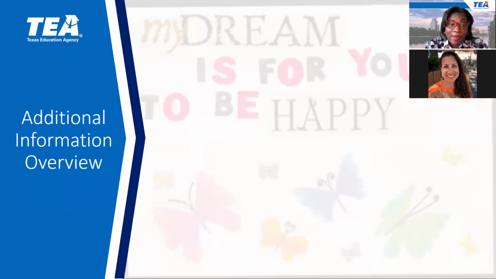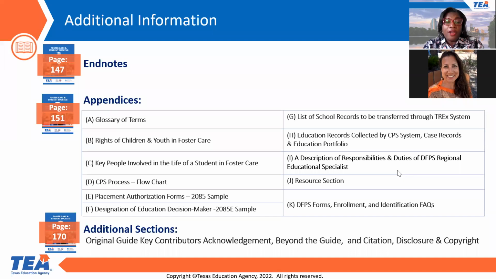So now let's talk about the additional information that is within the foster care guide. We want to provide you with other information. So on page 147, we have the end notes, and they are hyperlinked within the guide. So for any end notes that you may have, you can click on that number and it'll take you to that. We have all of them gathered in one place on page 147.